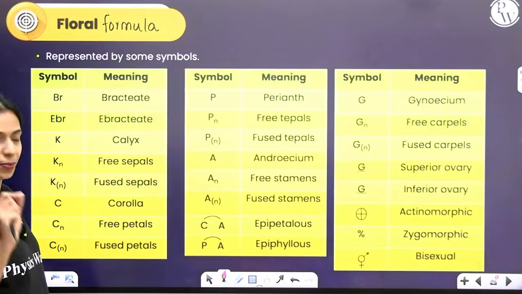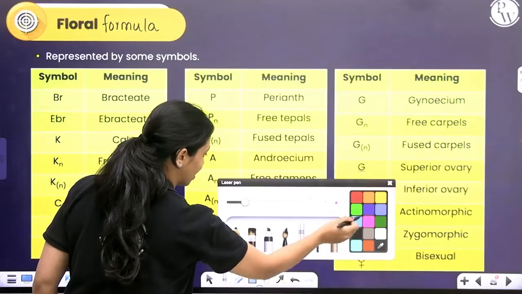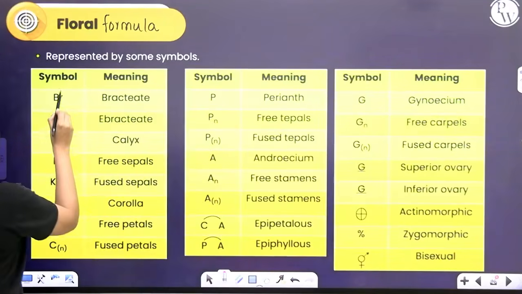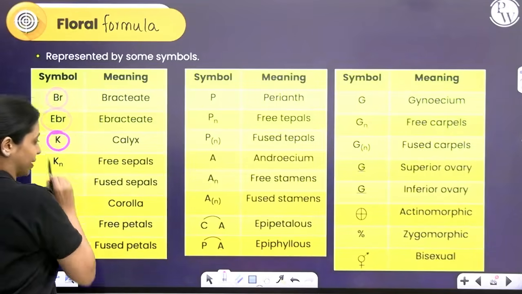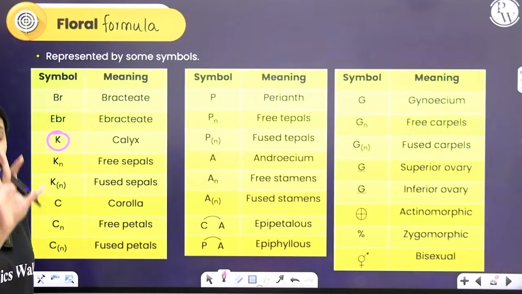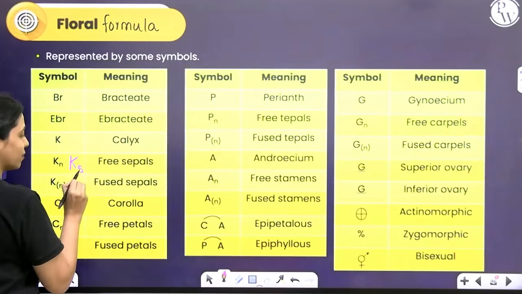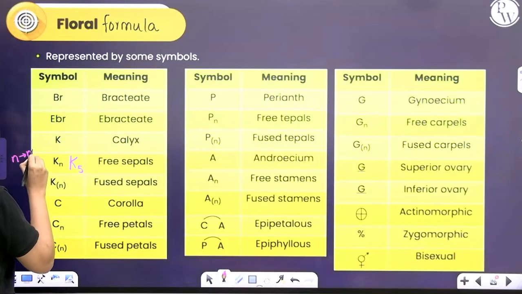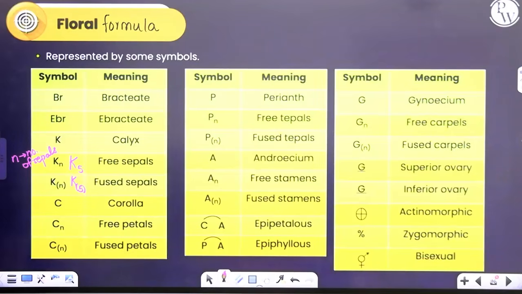If a flower has a bract, we represent it as BR, capital B and lowercase r. If it doesn't have it, it is EBR. Calyx is represented by capital letter K. Now, if a flower has 5 sepals and the 5 sepals are not fused, you will write it as K subscript 5. N represents the number of sepals here. If it is fused, if it is gamosepalous, you will write K subscript 5 and close it within brackets.